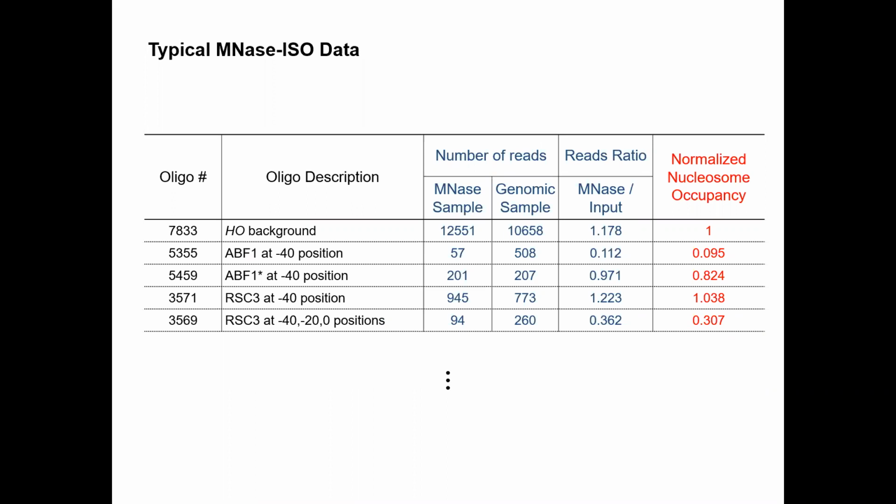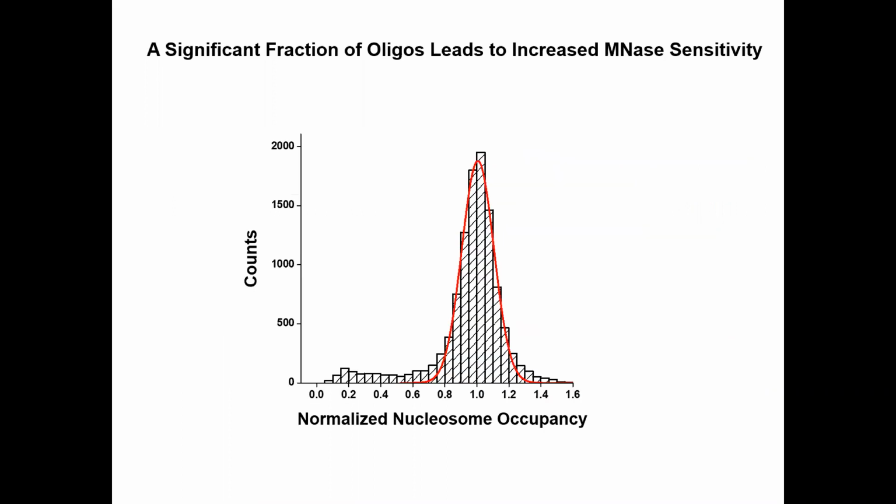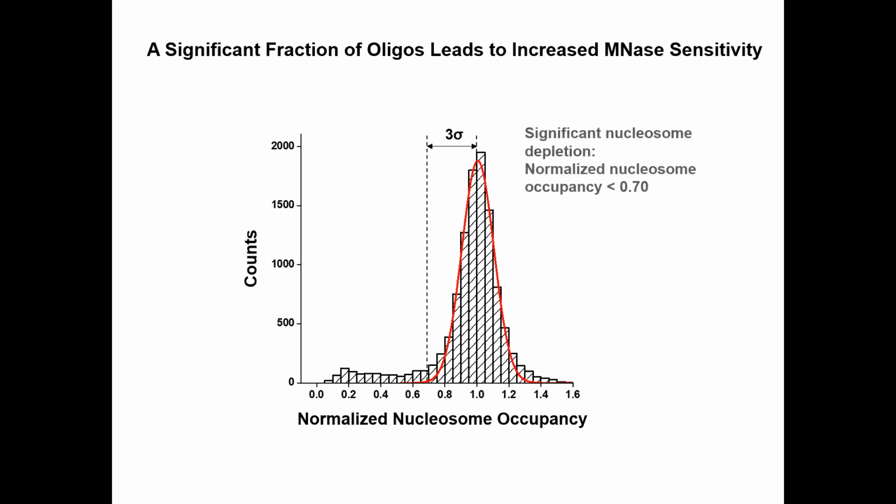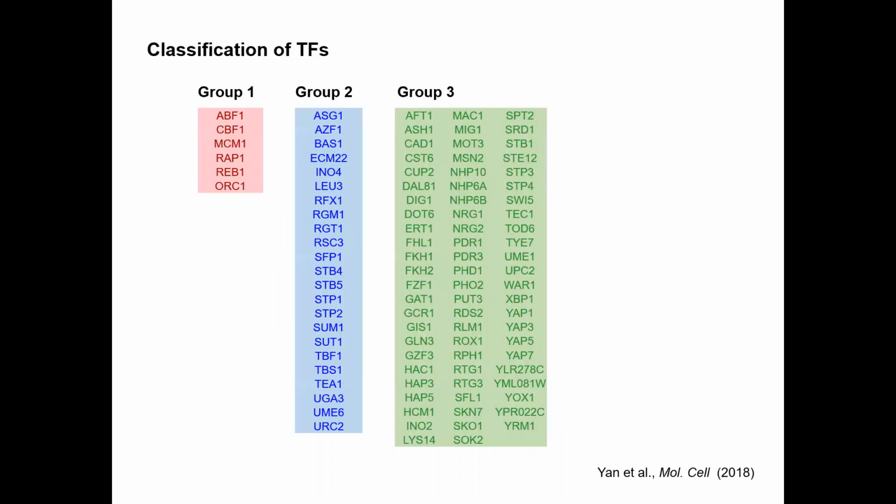If we take all these normalized occupancies and plot them in a histogram, you can see a very clear bimodal distribution. Most of these counts are under this peak close to 1. That means most of the oligos we designed do not actually have any effect on the occupancy. But there is a significant fraction, about 15%, that leads to nucleosome depletion. So these are the ones that we're mostly interested in. By analyzing what kind of binding sites are in this pool versus this pool, we can divide these transcription factors into 3 categories.